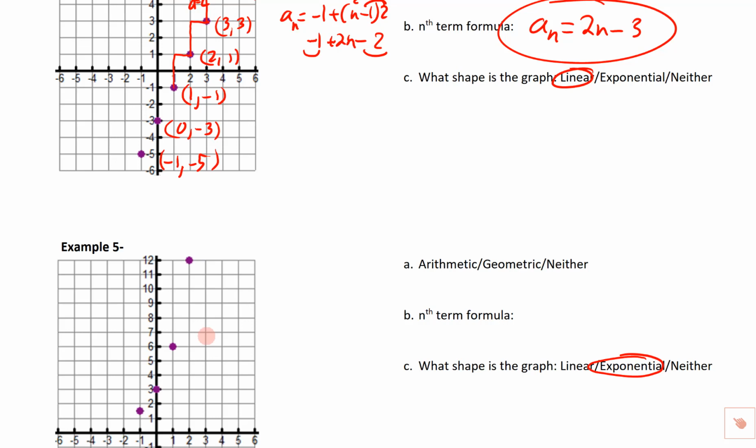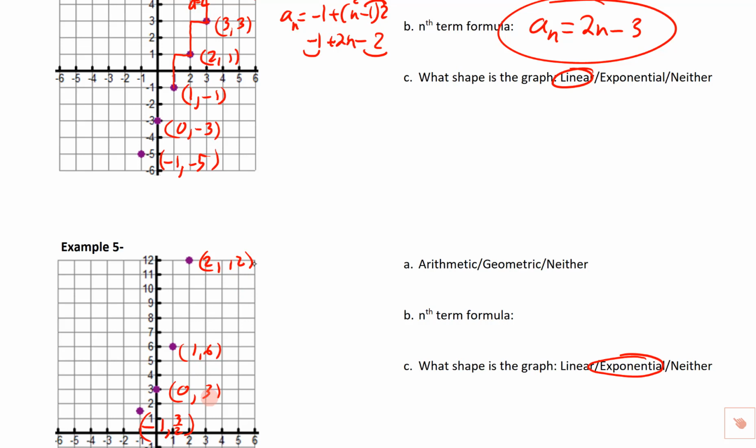So let's see what happens here. This one right here is the first one. So this is 1, 6. This is 2, 12. This is 0, 3, and this is -1, that's about 1.5. So we're going to do 3 halves. Let's think about what's happening here. It used to be 3 halves, and now it's 3, and then it's 6, and then it's 12.